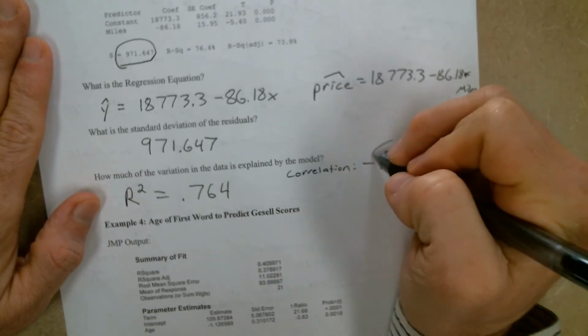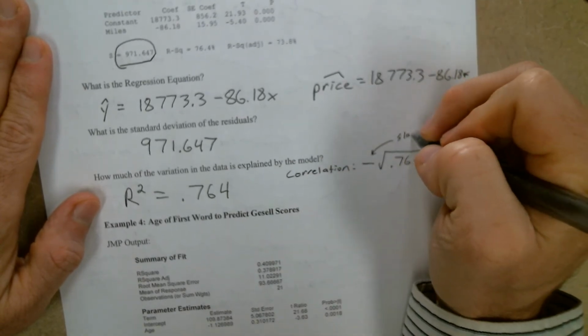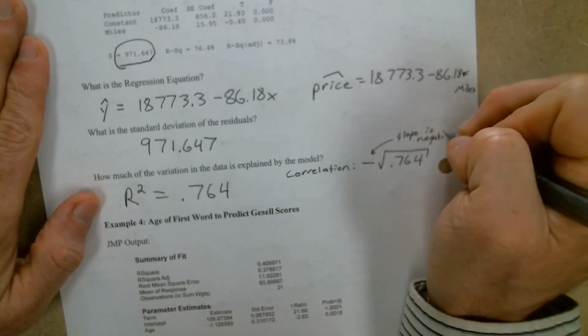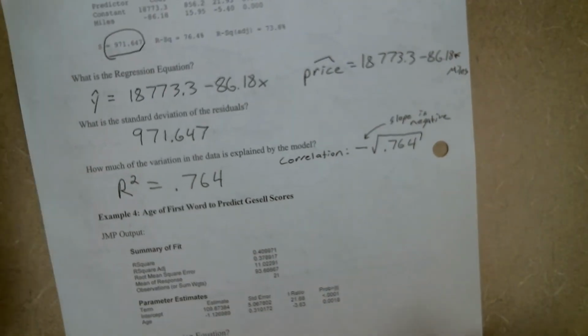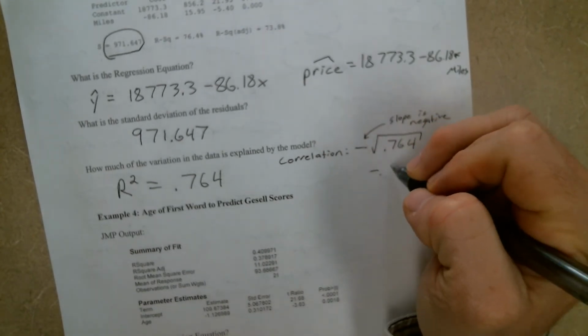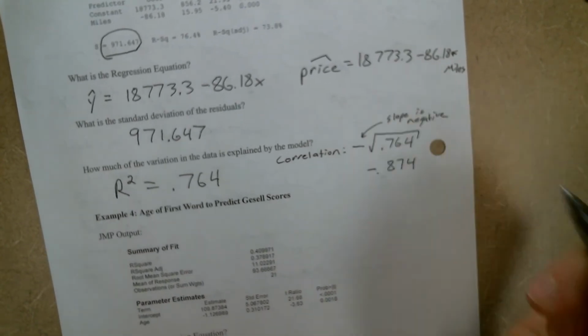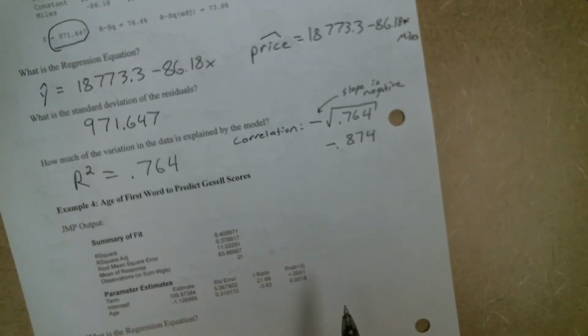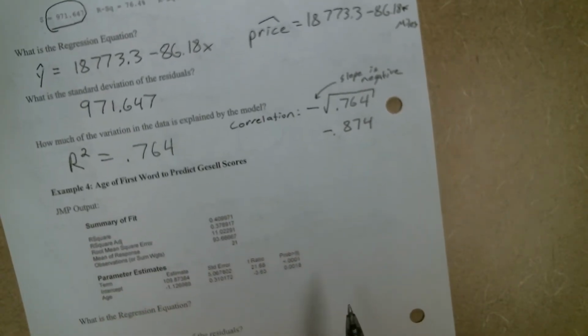And the reason it would be negative is because the slope is negative. So the slope is going to tell you the sign on your correlation. And then it's just the square root of 0.764, which for our case is about negative 0.874. So you can't just take the square root. You have to pay attention to the slope to get your sign.